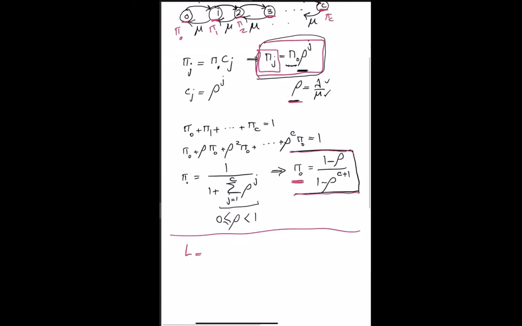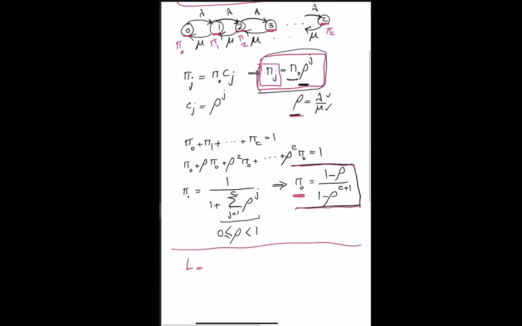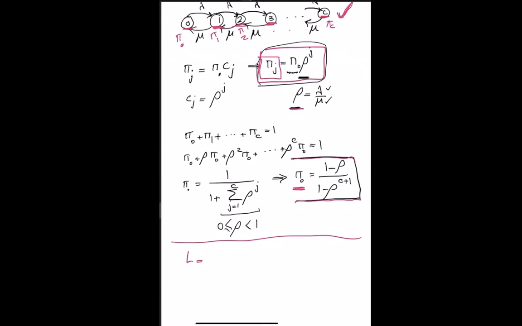Rho over 1 minus rho. No, just tell me the formula. If you know the number of people in the system, which are 0 or 1 or 2 or 3 all the way to c, and you know the probability of each one of them, how do you calculate the average of this random variable? Don't you need to multiply each value by its probability?